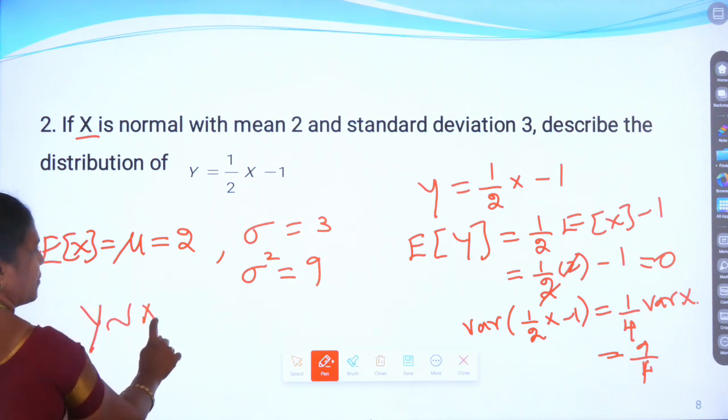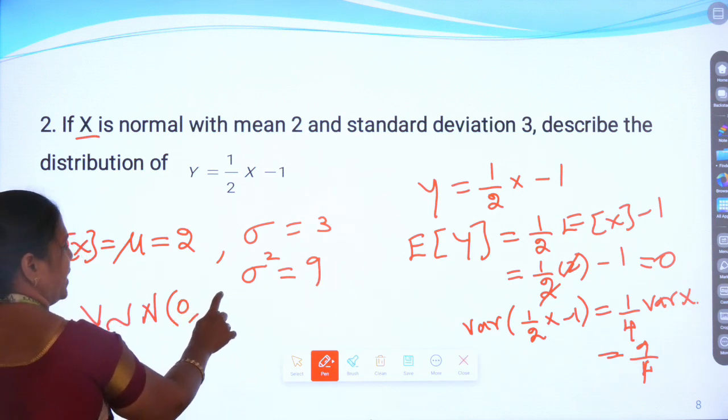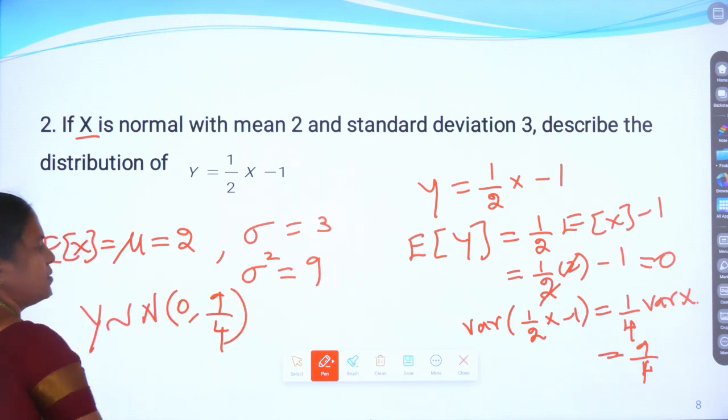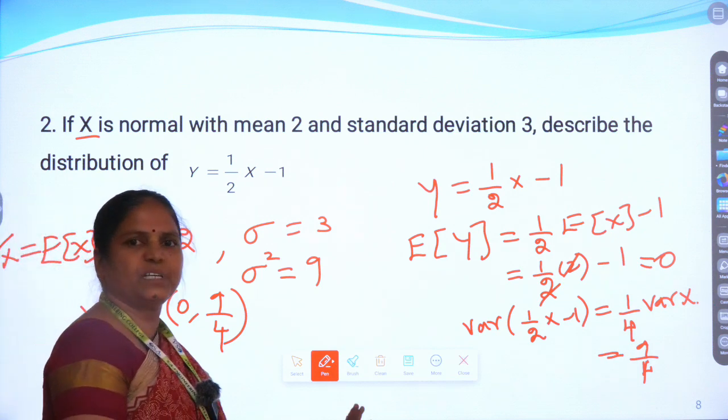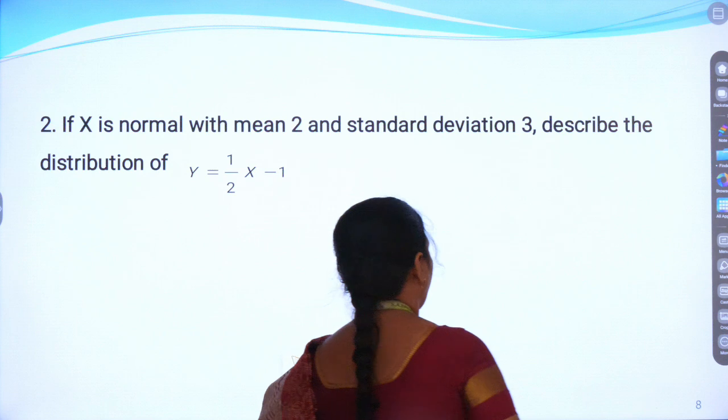Y follows the normal distribution. What is the mean? The mean is 0, and what is the variance? 9 by 4. So in this problem, they just ask you to define the distribution.